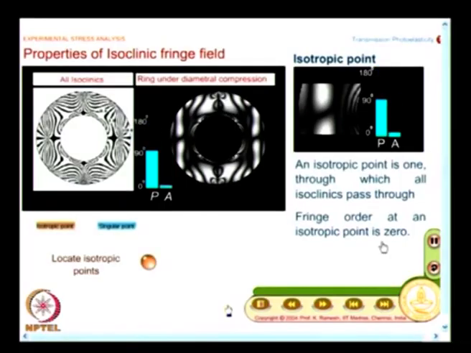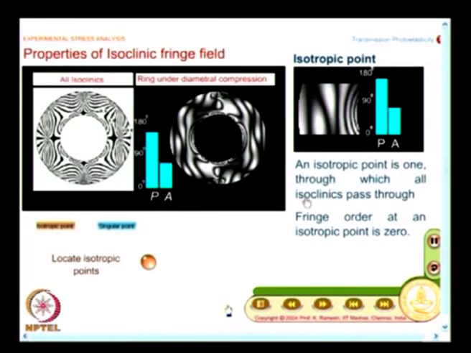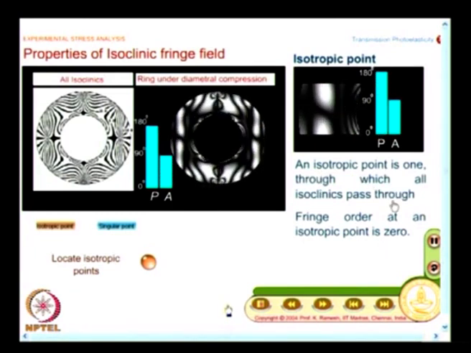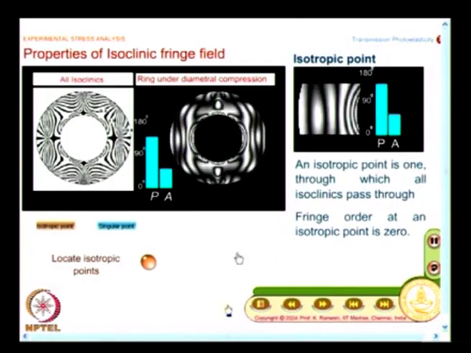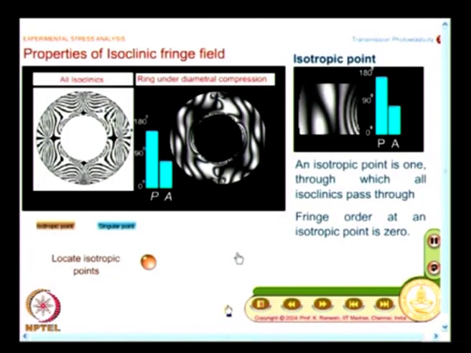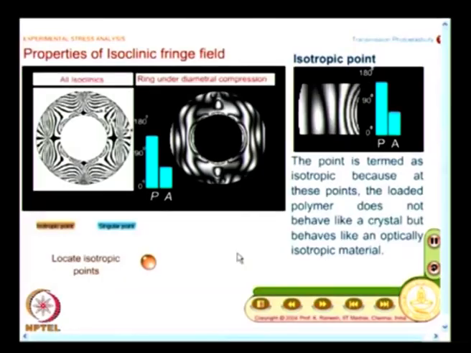There are also methodologies to verify it as 0th fringe order even in a circular polariscope, but if you have a confusion, you can always verify it. You always need some verification. So, what we find here is an isotropic point is one through which all isoclinics pass through, and whenever you have a rule, there will be an exception. The load application points are not to be considered as isotropic points.